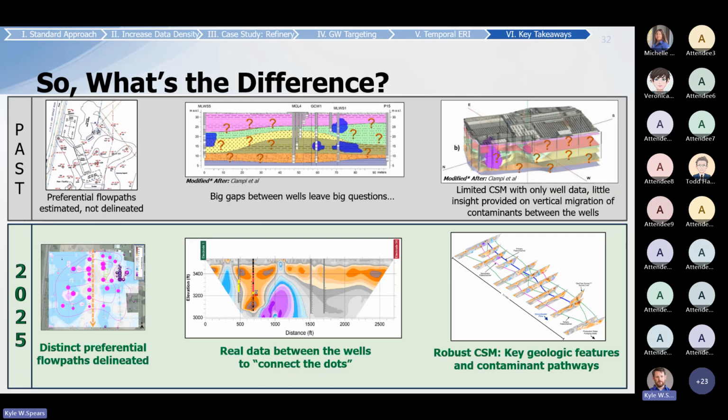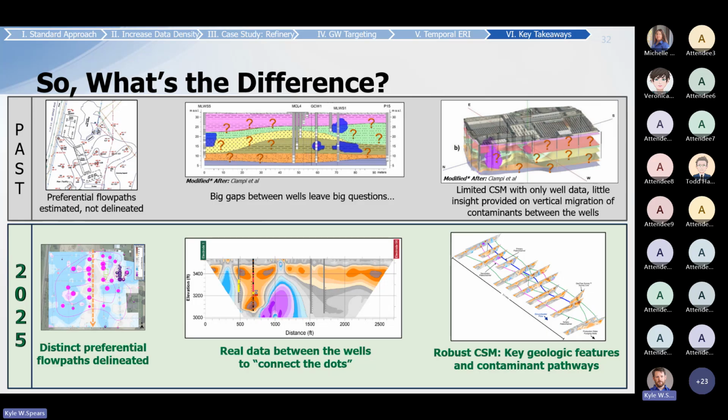And to summarize the difference between what we've been doing for many decades as environmental practitioners and what ASTIS is trying to bring the industry towards: we want to have distinct preferential flow paths delineated versus them being estimated, looking at contours and trying to guesstimate where the flow path might be. Maybe get lucky and get a well in it, but getting two or three to really help understand its trajectory would be great, but almost impossible.